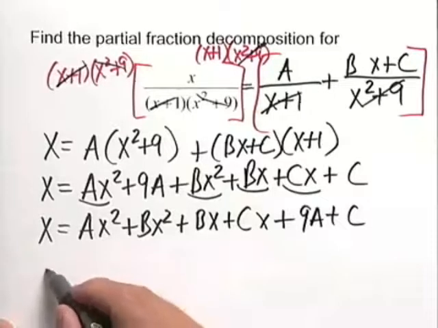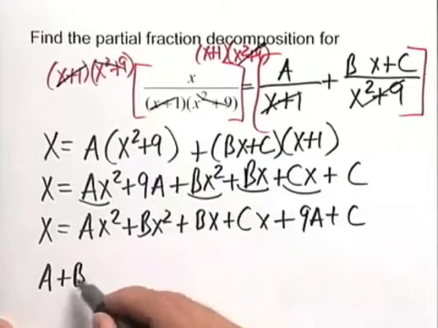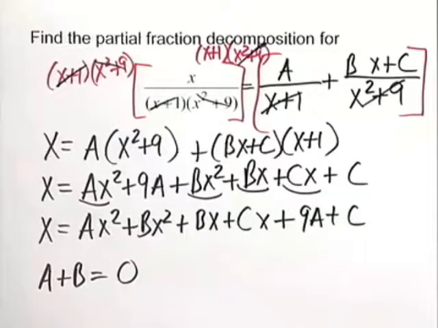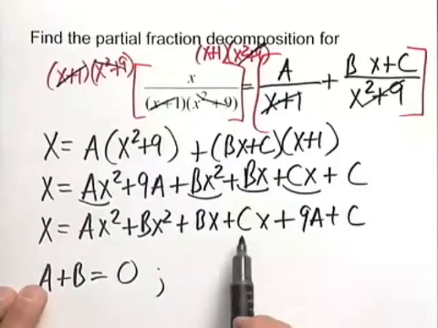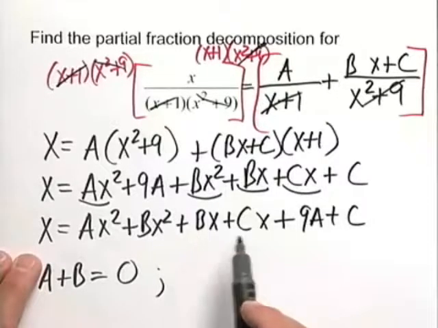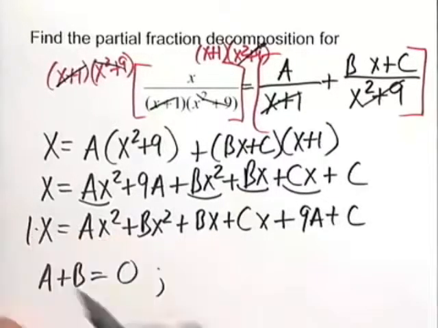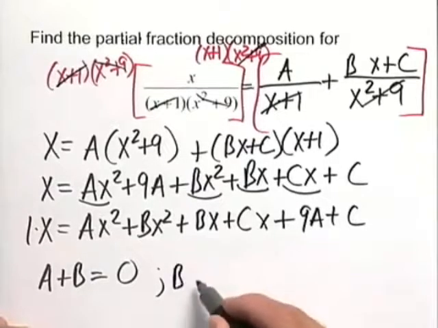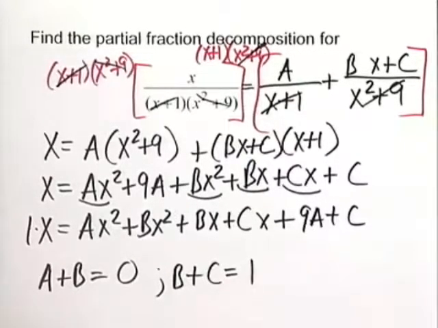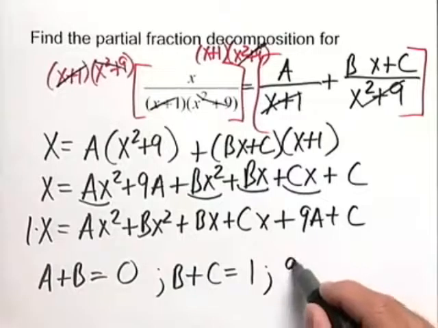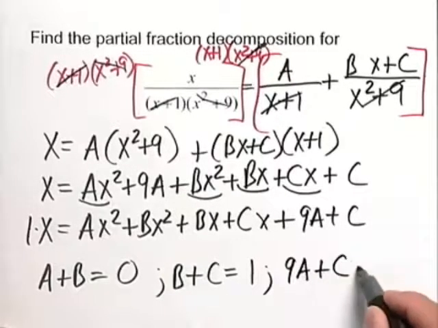So what that will give us is the equation A plus B has to be equal to 0 because we have no x squared term on the left. Next, looking at the x terms, we have Bx plus C. We need a coefficient of 1, so we can come to the conclusion that B plus C has to equal a positive 1. And then finally, because once again on the left there is no constant, we're going to come up with the equation 9A plus C is also equal to 0. Now that we have our three equations, let's go ahead and solve.